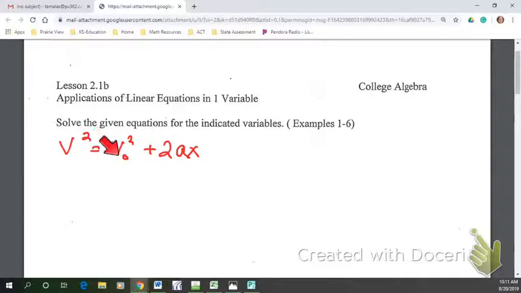Velocity squared equals initial velocity squared, meaning what was the velocity at time equals 0. So if you hear me say V naught, it simply means initial velocity. It does not matter that you understand that. All you have to be able to do is solve this thing for either a or x. They're going to ask you to solve it for a or for x. We'll do it for a. So how would I get a by itself?